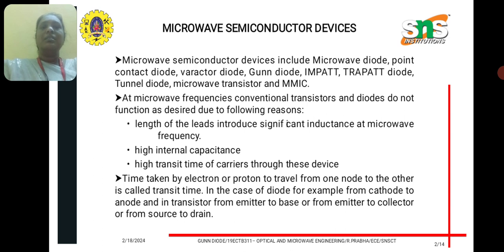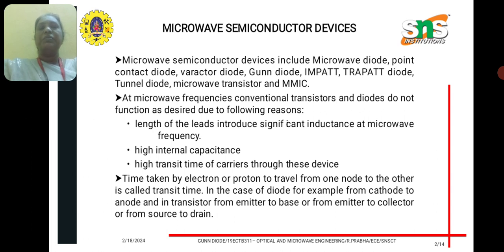So, this Gunn diode in this topic is a microwave semiconductor device, and it is a Gunn oscillator. It is an active device. These microwave semiconductor devices include microwave diodes, point contact diode, varactor diode, Gunn diode, IMPATT diodes, tunnel diodes, and microwave transistors and MMIC, microwave integrated circuits.